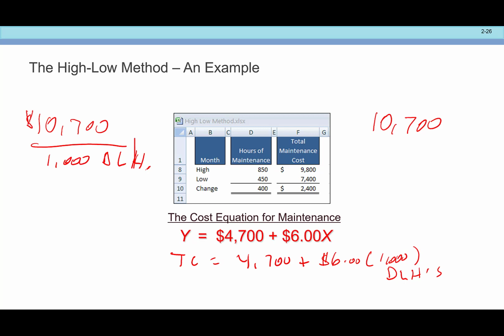Okay, so $10,700 divided by 1,000 direct labor hours gives me a predetermined overhead rate of how much per direct labor hour?